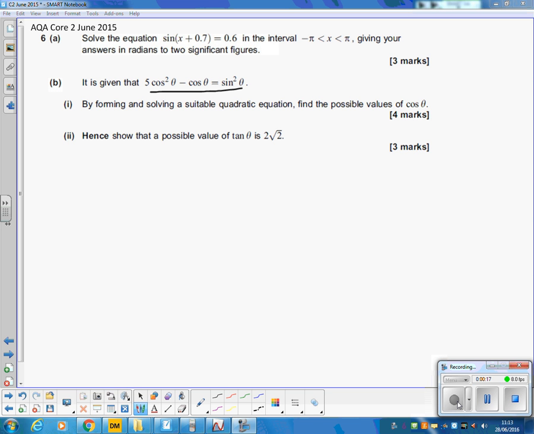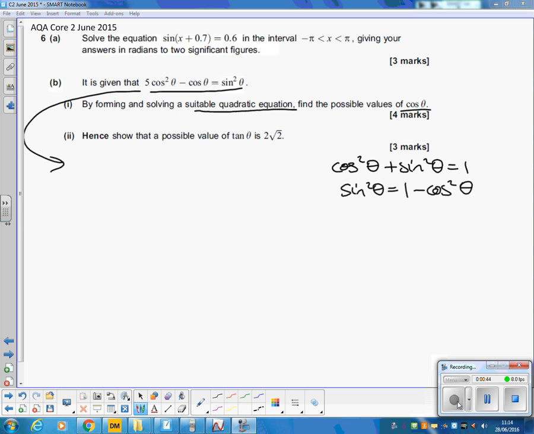Part 1 says forming and solving a quadratic equation. Find the values of cos theta. Right, so we've got an equation with cos squared and sine squared. So what do we know? Well, we know that cos squared theta plus sine squared theta equals 1. The question asks us to end up with cos squared theta, so we want to get rid of the sine squared. So I'll rearrange my identity to say sine squared theta.